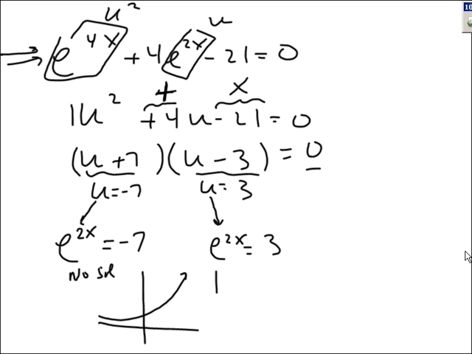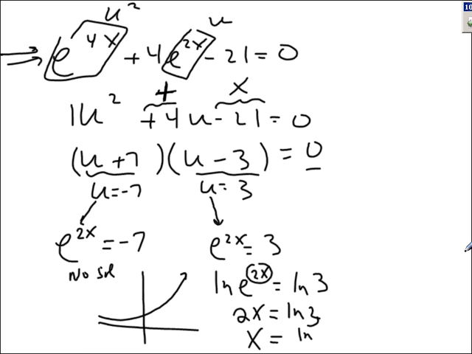Let's see, so we take ln of e to the 2x, and we take ln of the right side, which is 3. The answer on the left side is just the exponent. That equals ln of 3. So 2 times x equals ln of 3. Divide by 2. X is ln of 3 over 2. Ln of 3 over 2, that would be the final answer.